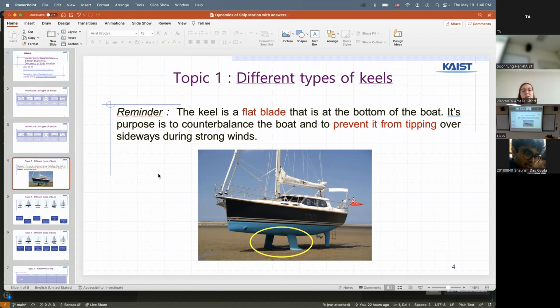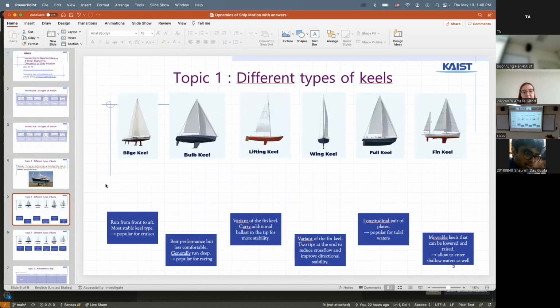Actually, a lot of different types of keels exist. They have different shapes. They can be long, short, thin, thick, double, according to the purpose they serve. What is the size of the ship? What is its purpose? What kind of sea is it going to navigate? So for this topic, I have different types of keels and their descriptions. My question is, can you match the description with the keel?